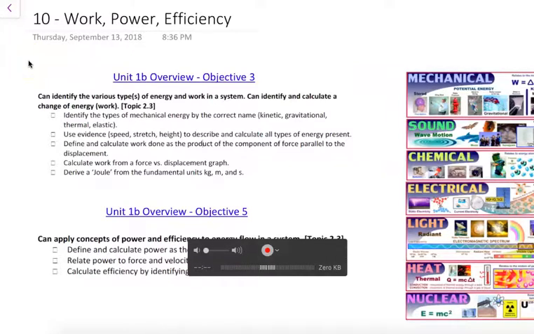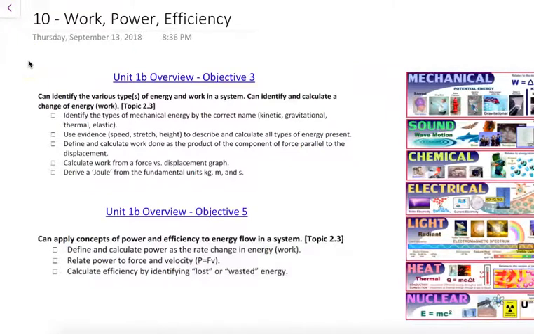Hi class, we are working on work, power, and efficiency today. We're reviewing quite a lot, going over two objectives, Objective 3 and Objective 5 of the Unit 1B overview. They state that we can identify the various types of energy and work in a system, and can identify and calculate a change of energy or work.